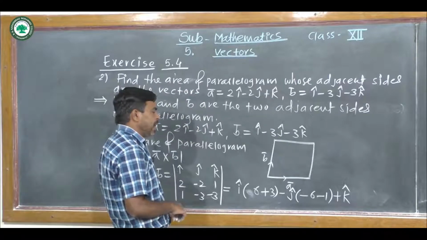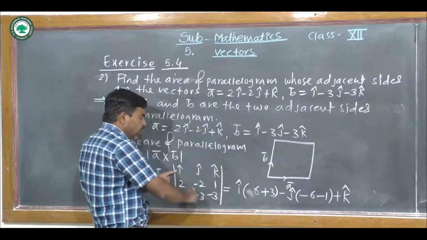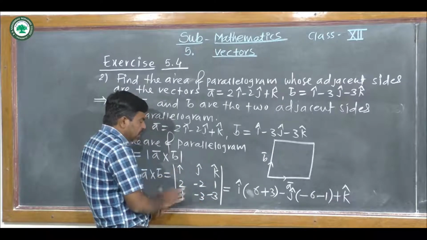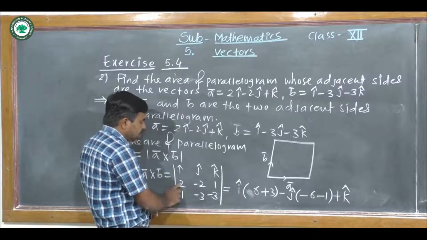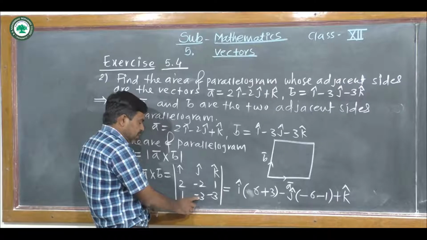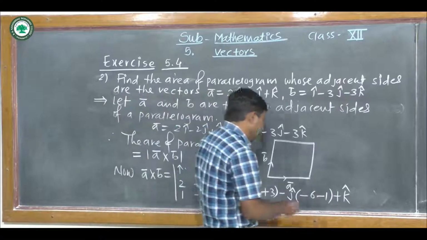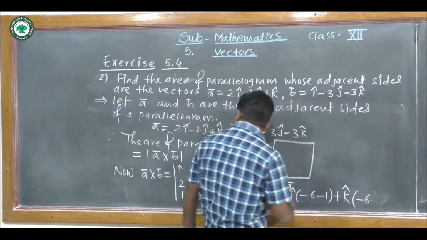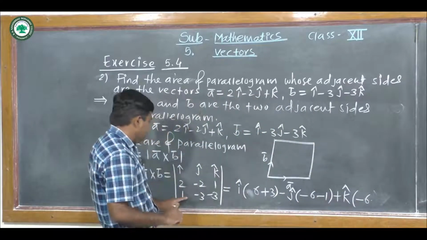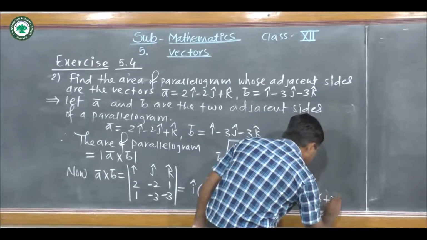Plus k cap. Now k cap lies in first row and third column. So leave first row and third column. Take the determinant of remaining 4 elements. 2 minus 2, 1 minus 3. And it is 2 into minus 3 minus 6, minus minus 2 into 1 minus 2, minus of minus 2 plus 2. So it is k cap in bracket minus 6 and minus 2 into 1, minus of minus becomes plus 2.